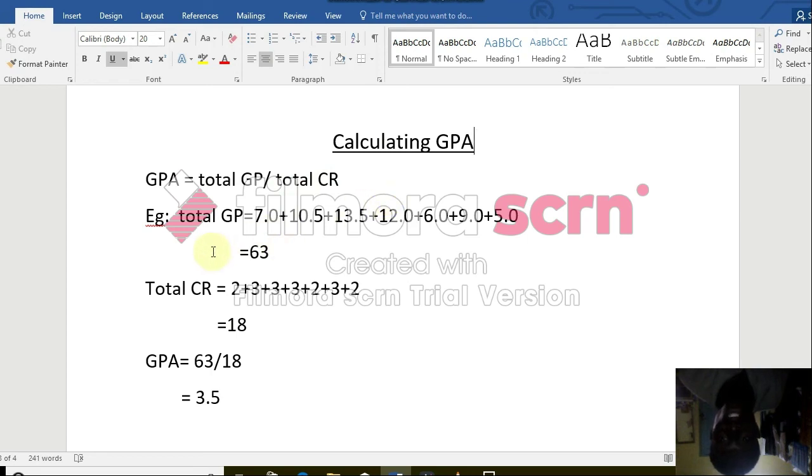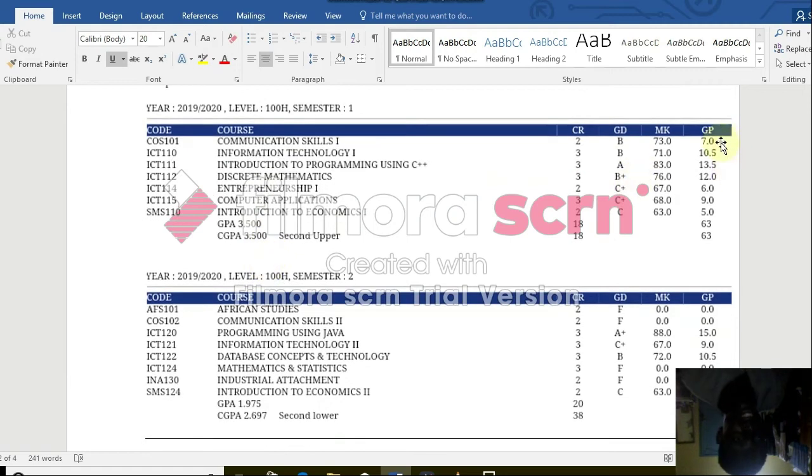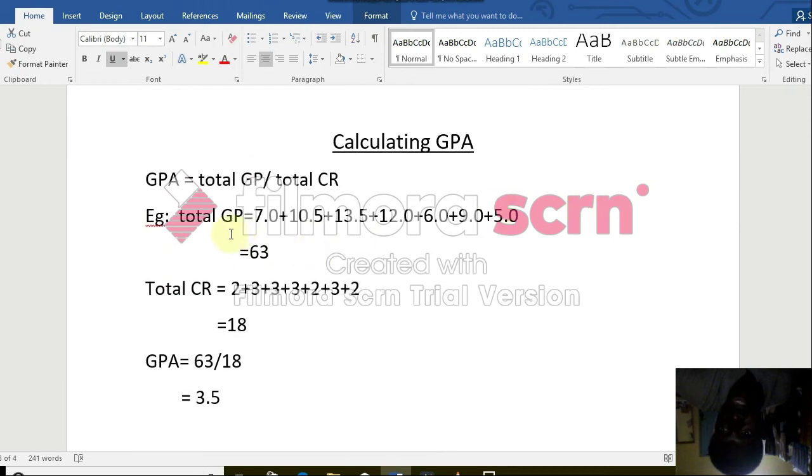Let's go back to our results. These are all the grade points. We add all the grade points, then divide by all the credit hours. Our grade points are 7.0 plus 10.0 plus 13 plus 12 plus 6 plus 9 plus 5. When we add all these, we get 63 as our total grade point.